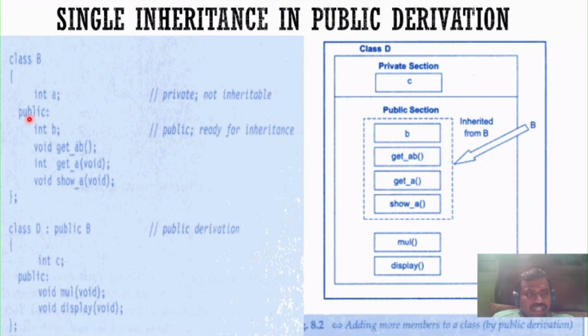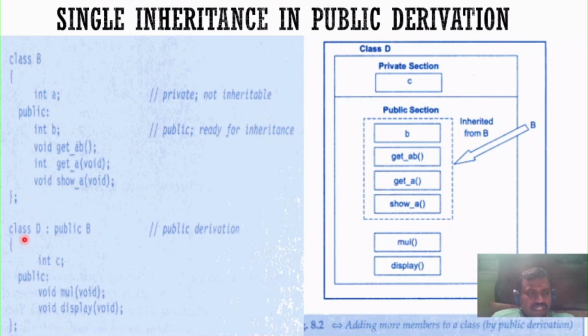Then in the public section, it will contain int B, void getAB(void), int getA(void), void showA(void). So these three are the member functions of the class B, and this is the public data member of the class B, and this is the private data member of the class B. Got it? So that is enclosed within a pair of curly braces and a semicolon.